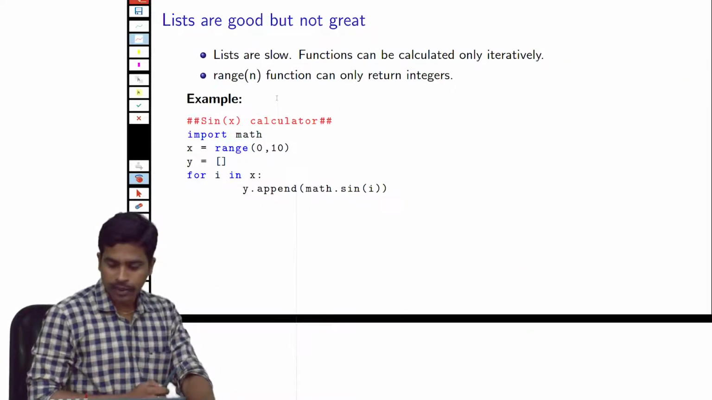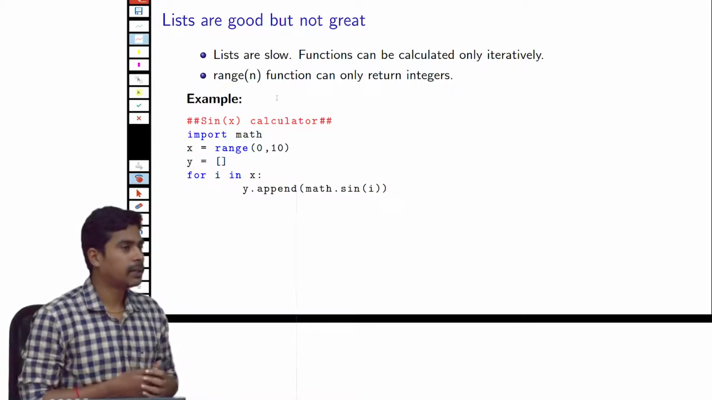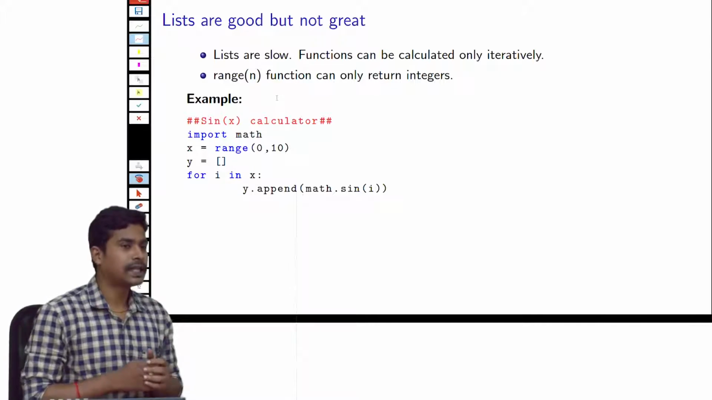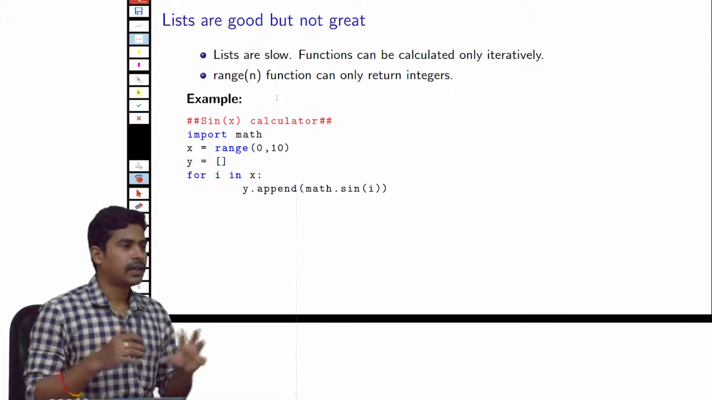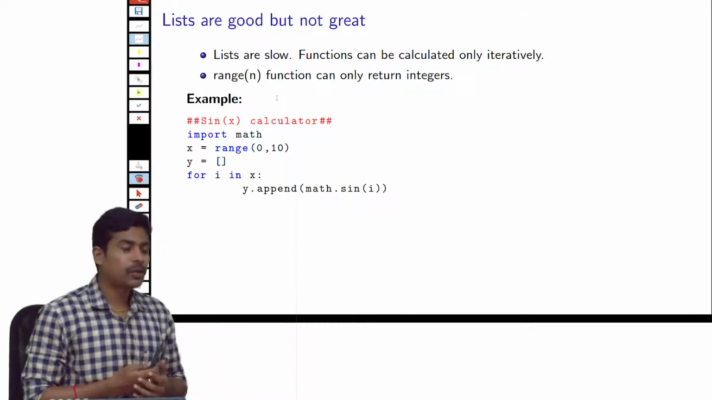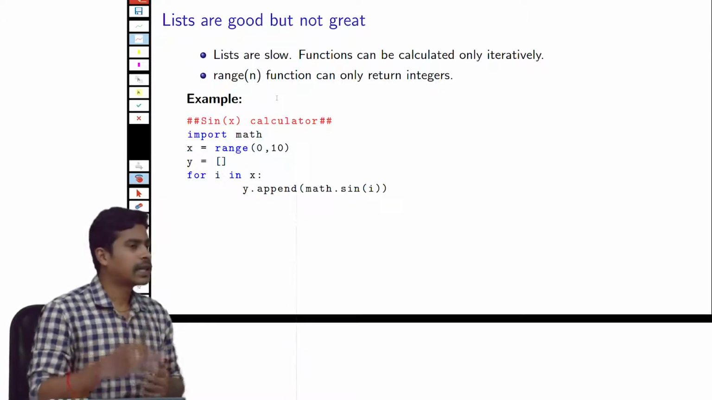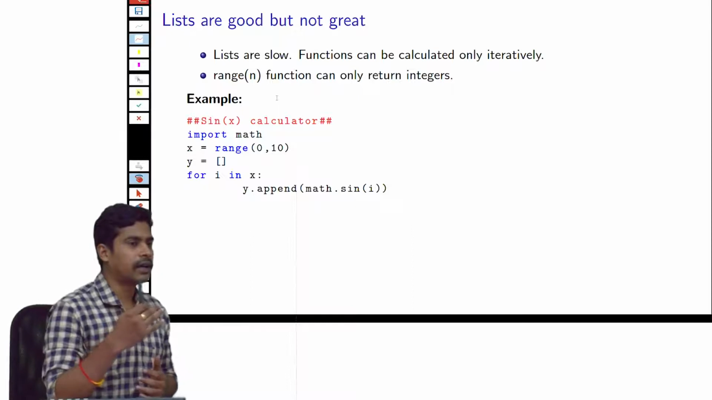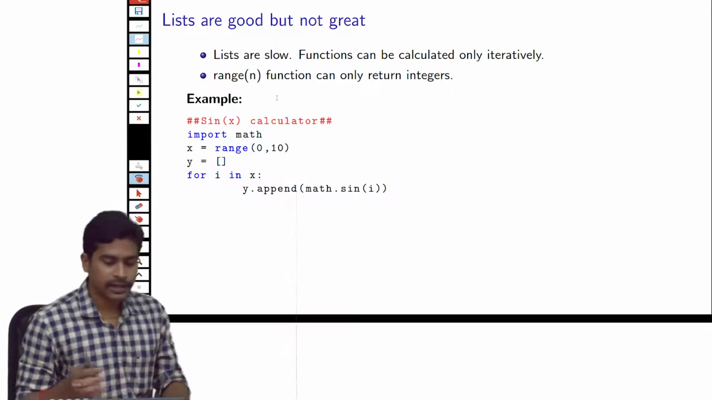Now let's go into something very useful and very powerful in Python. So far we have seen lists in Python. Basically a list is a group of different types of integers, floats or strings. Lists are good, but they are not great if you are doing sequential kinds of operations. I'll show you what I mean by sequential operations in this slide.